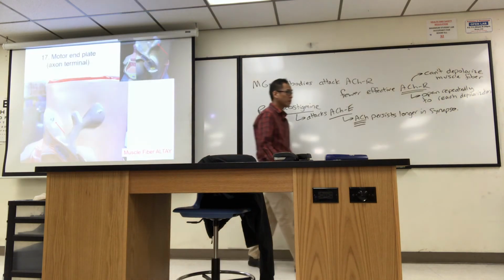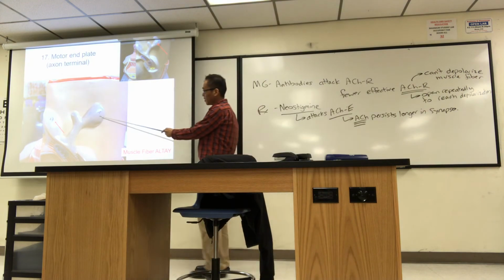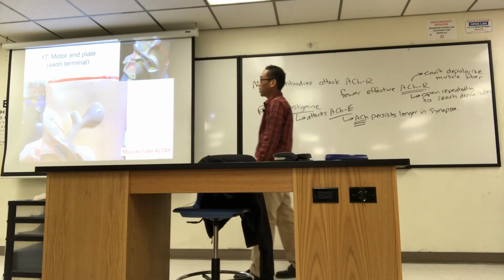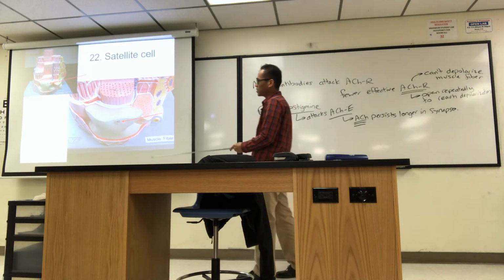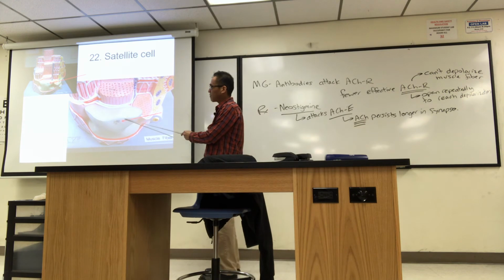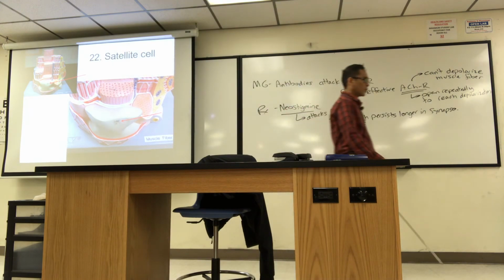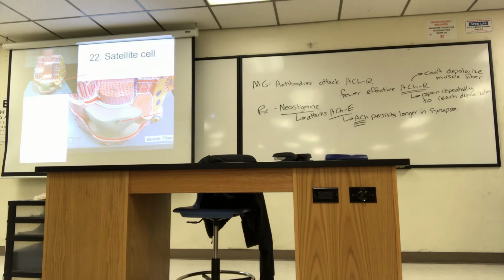I think that's a good picture there. There's a picture of a motor endplate, or that's the nerve ending, the axon terminal. So let me just call it motor endplate or neuromuscular junction. There's a satellite cell. I didn't mention those. Satellite cells have different functions. One of their jobs is to help get rid of and recycle the neurotransmitters. It's interesting how these glial cells help.